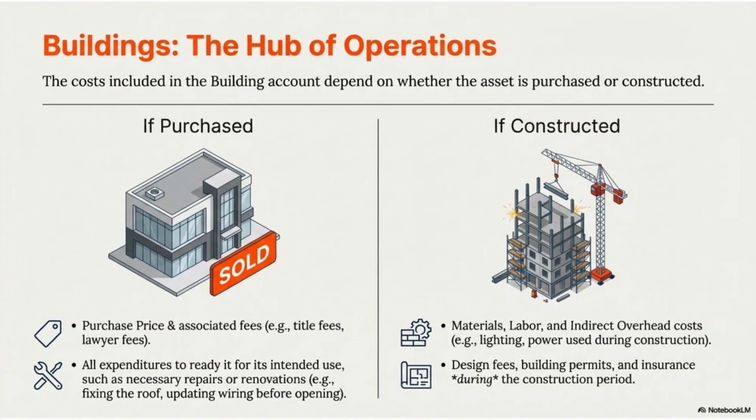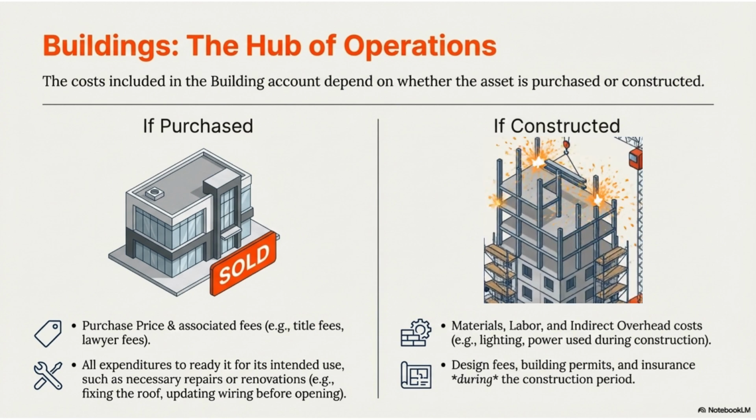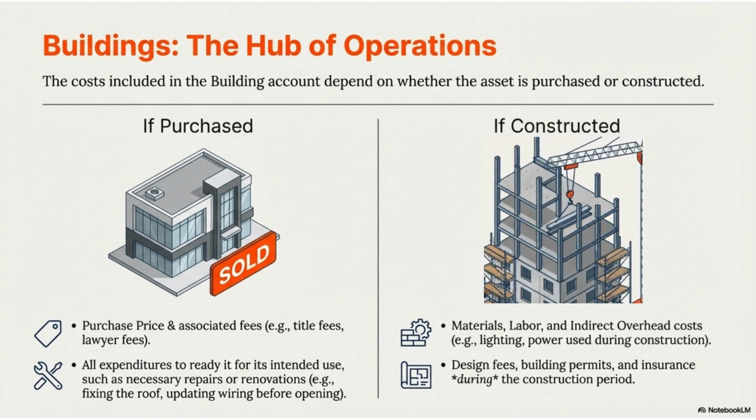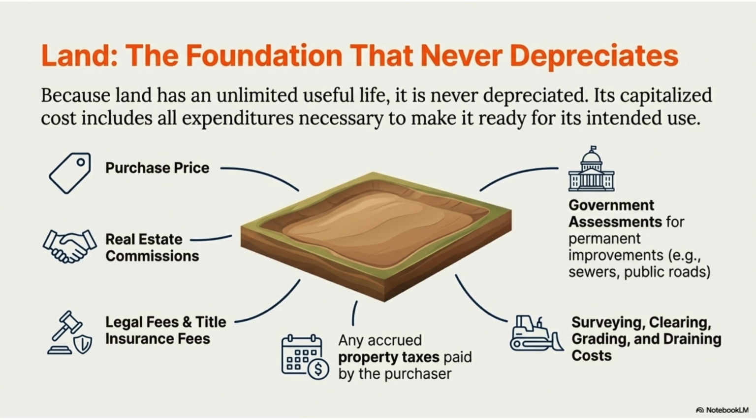We also need to distinguish between different types of property, right? Like a building versus land. Yes. For a building, you'd capitalize costs like materials, labor, and overhead during the construction, plus things like design fees and permits. It's pretty straightforward. But land is where the accounting gets a little counterintuitive. It really does. Land has an indefinite life. It's not consumed. So its cost includes everything to make it usable: surveying, clearing, grading, all that.